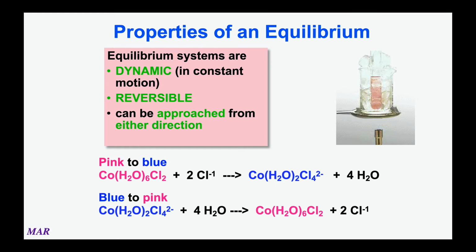So in this video, you can see examples of how you can transform one complex to the other. All right, so for example, if you have the pink and you add excess chloride, you can make the blue complex. On the other hand, if you have the blue complex and you add extra water, you can end up making the pink complex. And another factor that we're going to talk about in Chem 223 is the effect of temperature. So you can see they're adding ice, they're heating it up, color changes occur. All of these are ways you can affect an equilibrium.